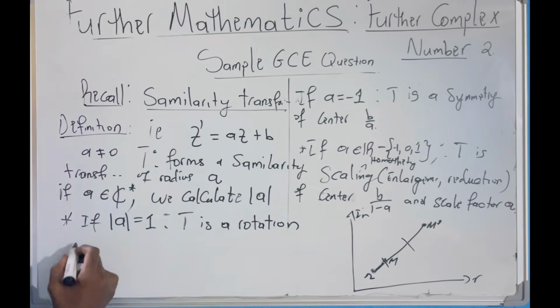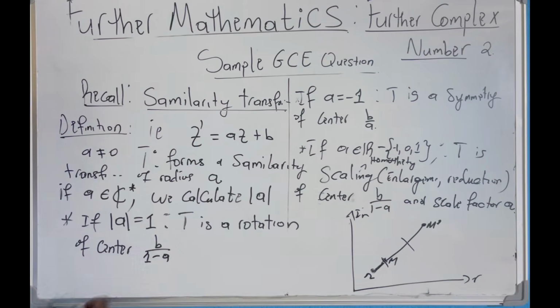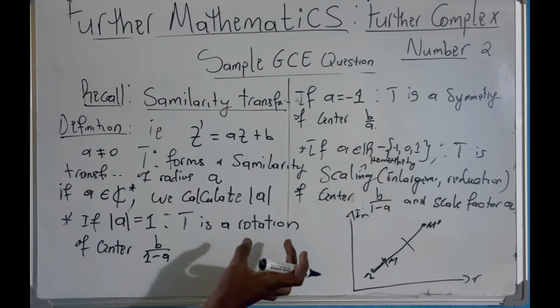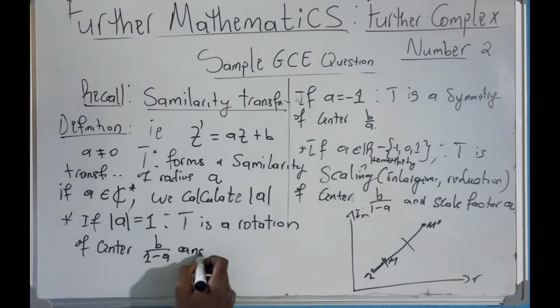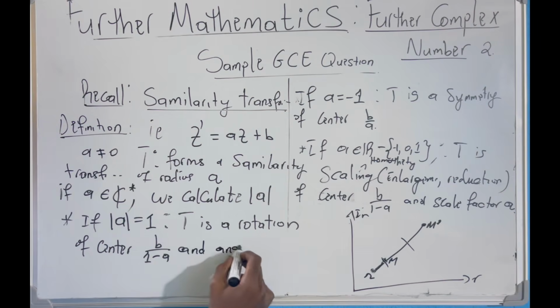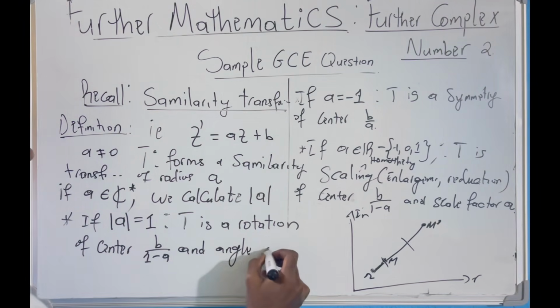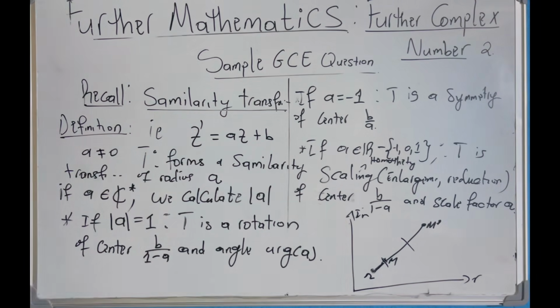T is a rotation of center B over 1 minus A, always. Now, when we're talking about rotation, we should have the center and the angle of rotation. Center B over 1 minus A, and angle, argument of A. As easy as that. So this is the geometrical interpretation.